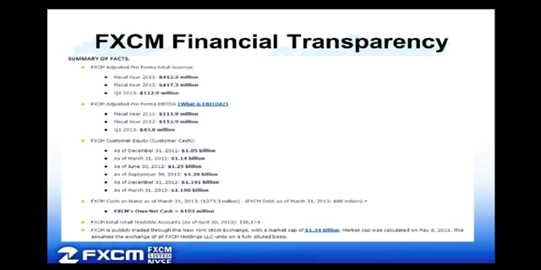Now, in addition to financial transparency, what else should you be looking for in a broker? You should be looking for a broker that is going to be on your side. A broker that has no conflict of interest with you, right? It's already hard enough to be a successful trader. Why have a broker that's going to make it harder?